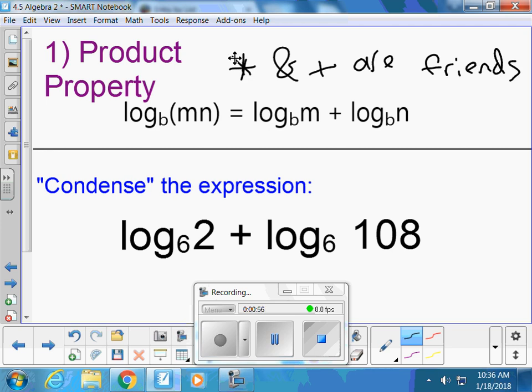If you have a single logarithm with a multiplication between the m and n, a product, and you want to expand it into two logarithms, you would be adding these logarithms together. If you want to go backwards and condense two logarithms down to one, you would take it from adding and multiply them together when you condense. That will make more sense after a few examples.